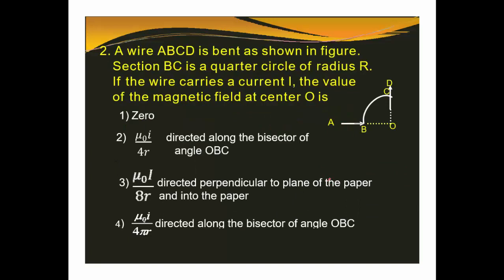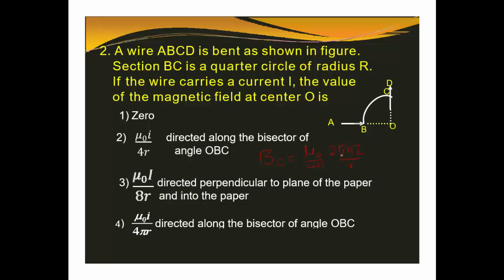The next question is, a wire ABCD is bent as shown in the figure. The section BC is a quarter circle of radius r. If the wire carries a current I, find the value of the magnetic field at center O. So I will write the magnetic field at the center formula. B_BC equal to mu naught by 4 pi, 2 pi n I by r.